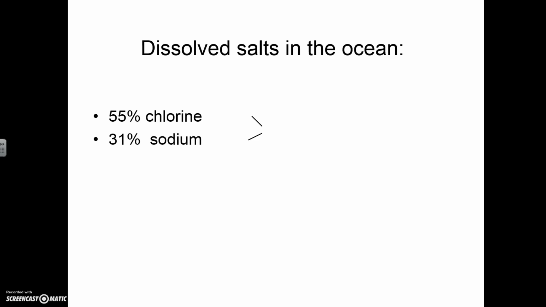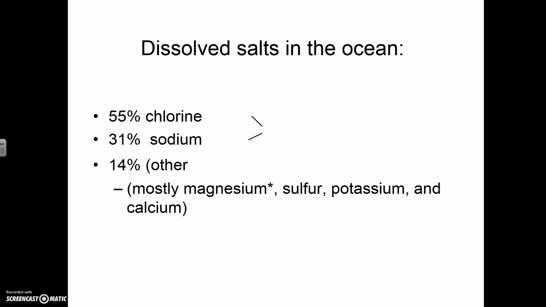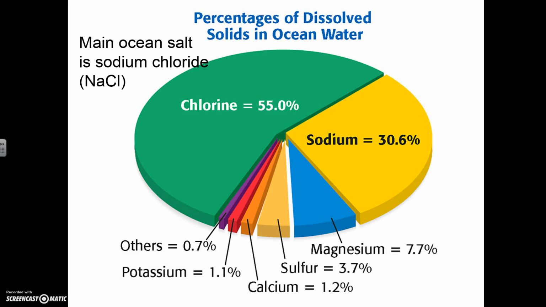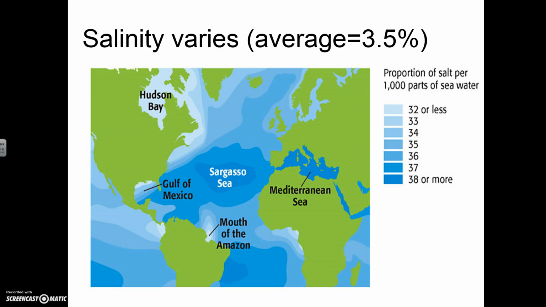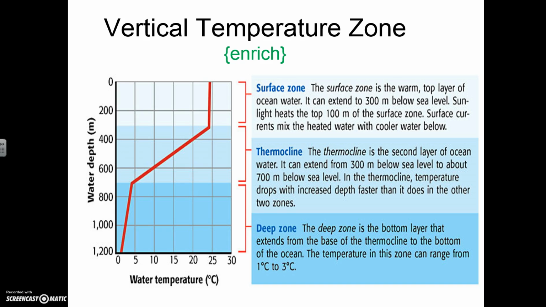Alright, what is the main ocean salt? There are 2 elements: chlorine and sodium, and 14% of other things, mostly magnesium and stuff like that. So the main salt is NaCl, which is sodium chloride, which is what we use for table salt. And you can look at that pie graph if you want to. We already talked about how the salinity varies because we have drier climates, and we also have cooler climates and hotter climates and things like that. So an average of that is 3.5 is the average salinity of our ocean water.